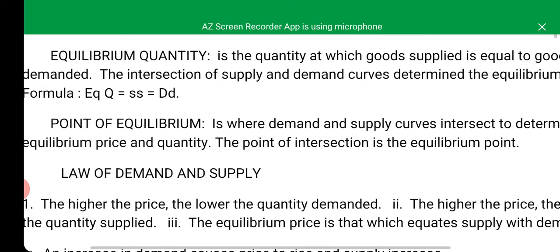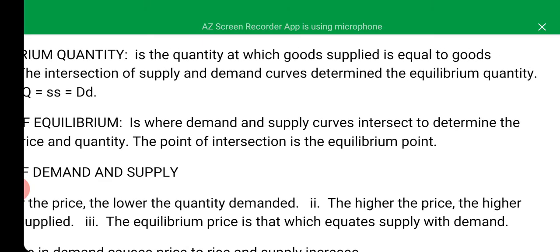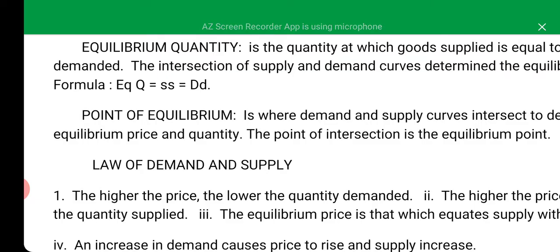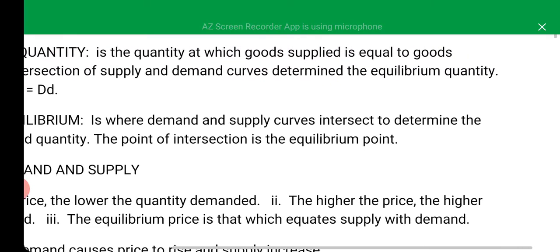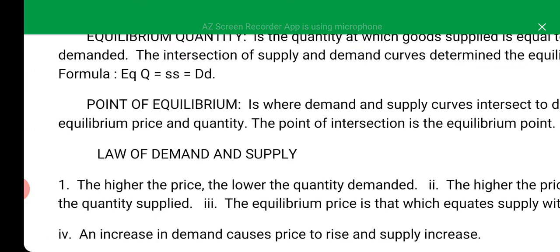So equilibrium quantity now is the quantity at which goods supplied is equal to goods demanded. So the intersection of supply and demand curves determines the equilibrium quantity, and the formula is: equilibrium quantity is where supply is equal to demand.